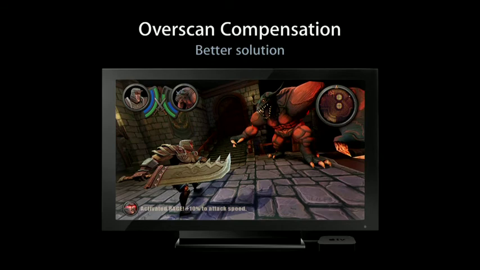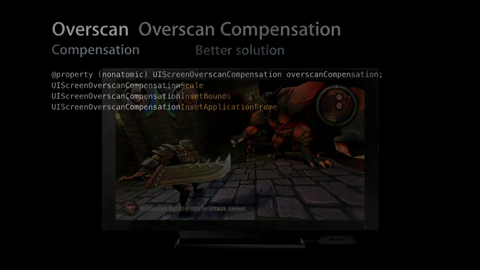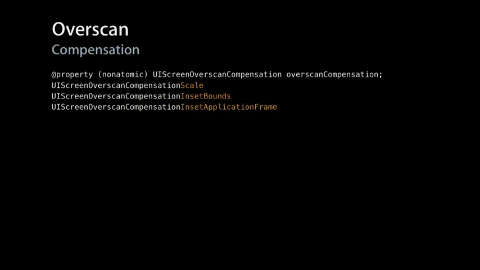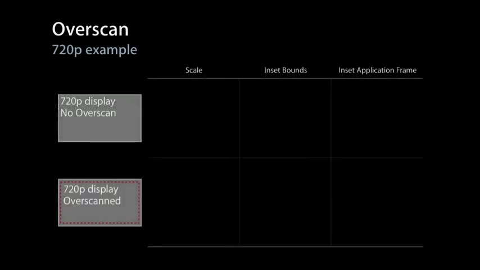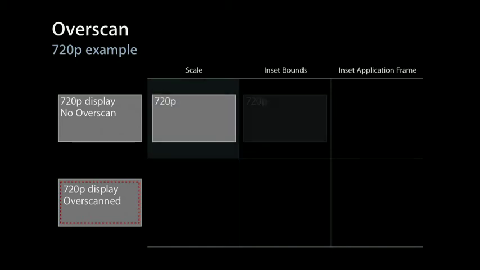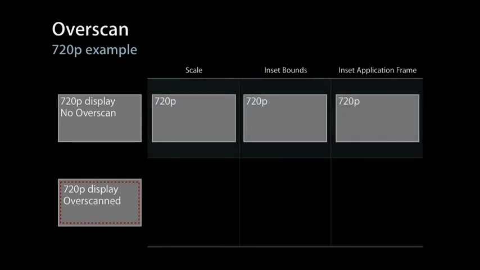Instead, what you want is for the image to go to the edge of the screen, but not lose any of your important information. So in iOS 5.0, we added overscan compensation. This knows about the amount of overscan needed with various devices and allows you 3 different ways of handling it: scale, inset bounds, and inset application frame. Let's use a 720p display as an example. If the display doesn't have overscan, then the compensation you set doesn't make any difference.